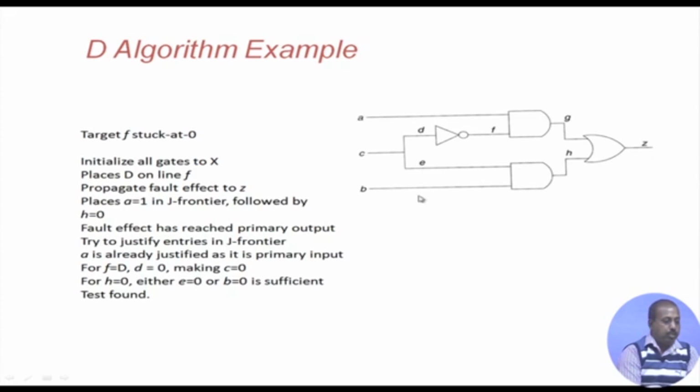For H equal to 0, we can do either E equal to 0 or B equal to 0. Either of them can be done. Since the C line is already set to 0, E equal to 0 is already done. So, we have found the test pattern where A is equal to 1, C equal to 0 and B can be do not care. So, that is a test pattern. This algorithm could successfully find a test pattern for this particular fault.